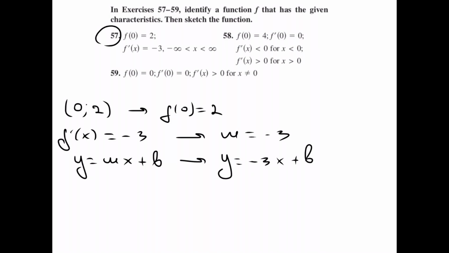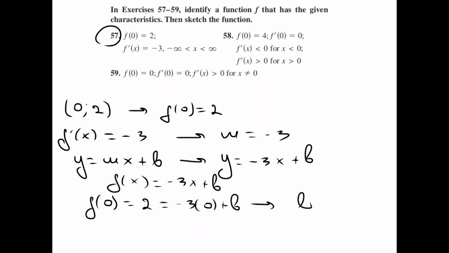Recall that again. If you rewrite this as f of x equals negative 3x plus b, and we are given that f of 0 is 2, it means that if I put 0 in place of x, I get f of 0, which is 2, equals negative 3 times 0 plus b, and from here I get b is 2. So I already got the function, which is f of x equals negative 3x plus 2.